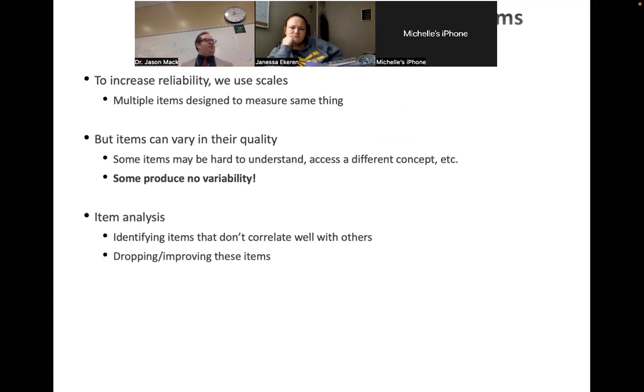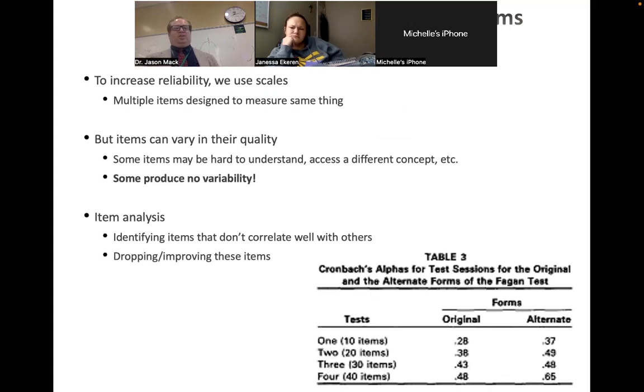To increase reliability, we use multiple items. Some items produce no variability. Identify items that don't correlate well with others, dropping or improving items. That random measurement thing didn't make sense; that affected my reliability. So we're just thinking about this conceptually: what would make your results inconsistent?